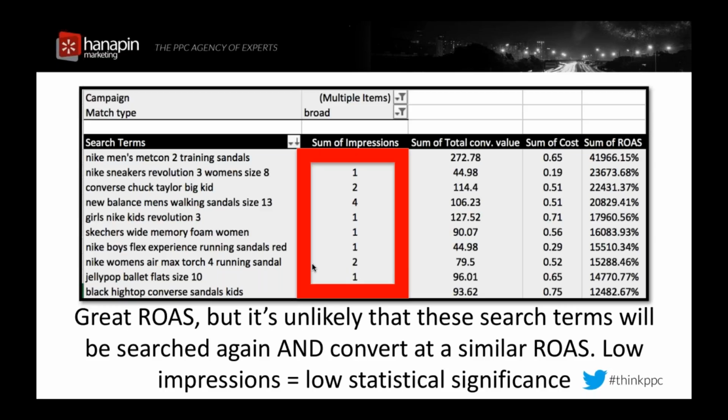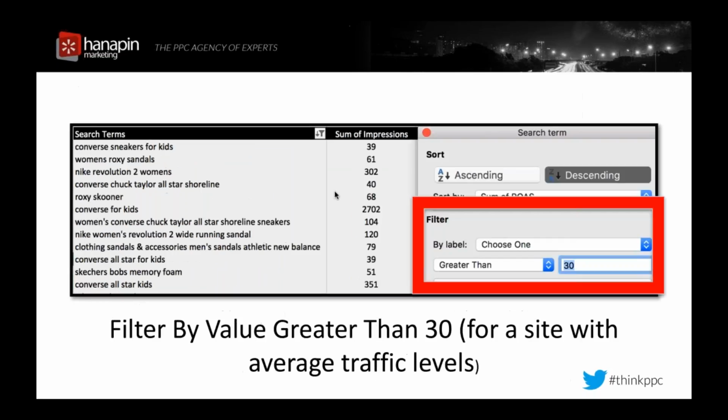So instead, like I said, we want to filter out these low impression search terms. But we don't want to use the filter that's in the builder. We actually want to go back to this drop down that's in the search terms section of the pivot, and we're going to use the filter there. We have two options, filter by label or filter by value. I'm filtering by value, and I'm saying I want impressions to be greater than 30.